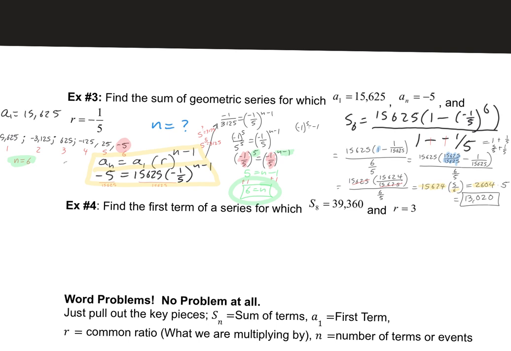But it says find the first term. So now you're going to try to find that a sub 1. That's what you're trying to find, okay? But you're still going to use this same equation that we had on the first page because you know your sum, you know your n, and you know your r. So I'm going to let you see if you could figure that out and then unpause the video when you're ready to check your work.